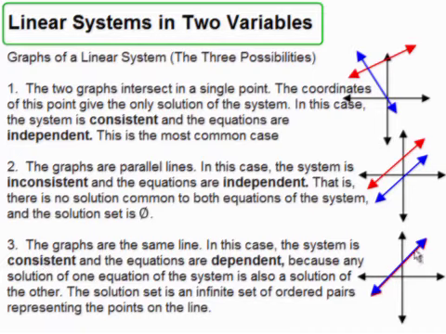The third case is when the graphs are the same line. In this case, the system is consistent and the equations are dependent because any one solution of one equation of the system is also a solution of the other. The solution set is an infinite set of ordered pairs representing the points that lie on the one line.